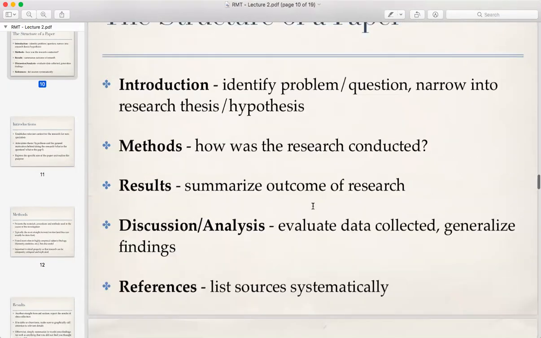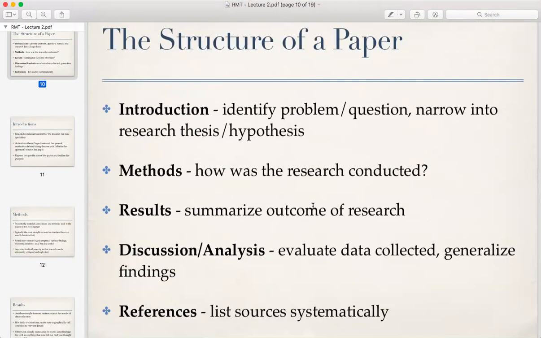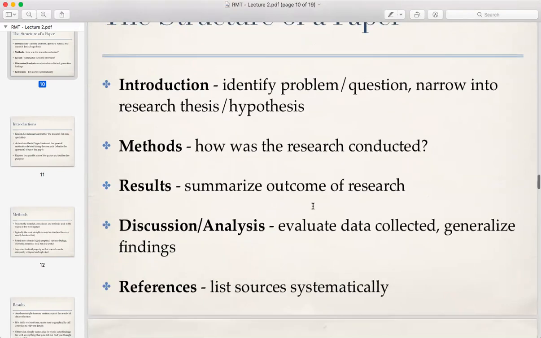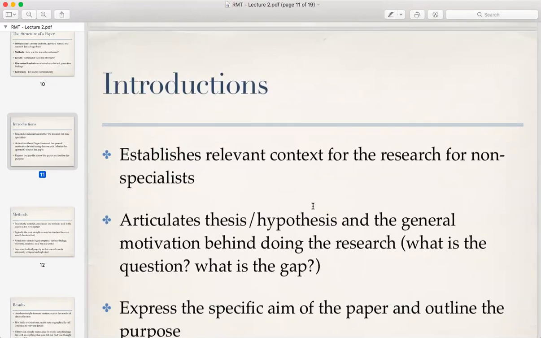And then of course there are the references, where you're listing sources, which is a very important part of the entire process.